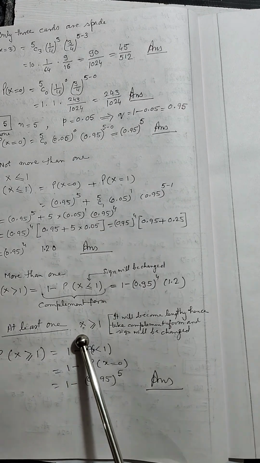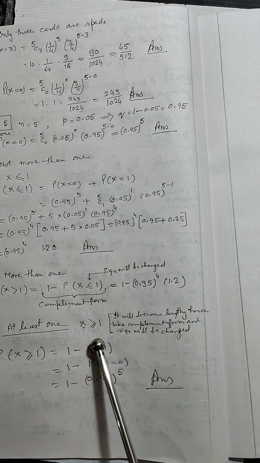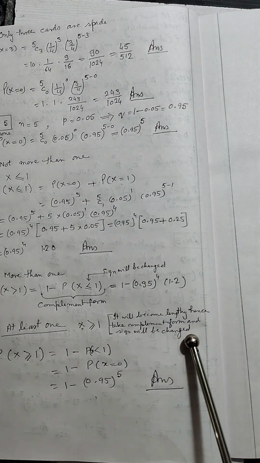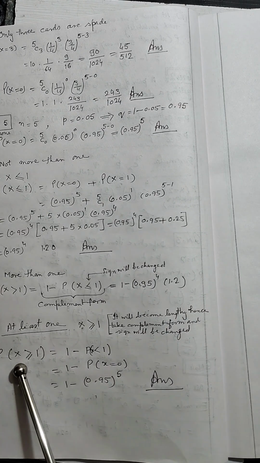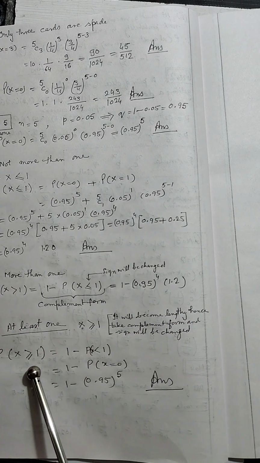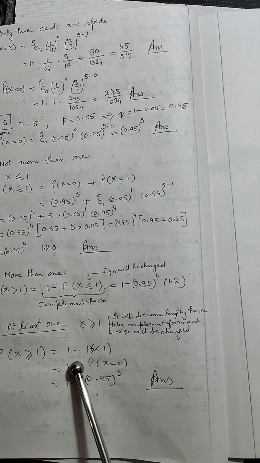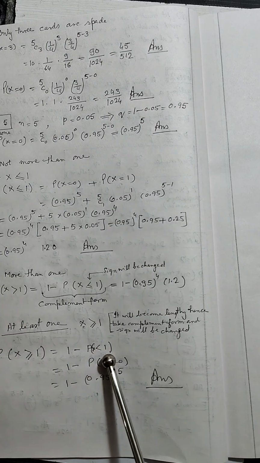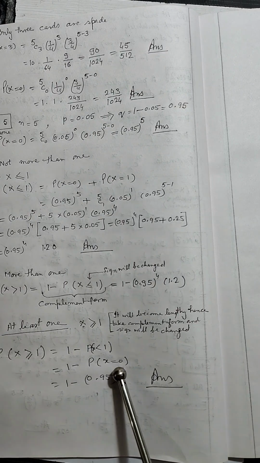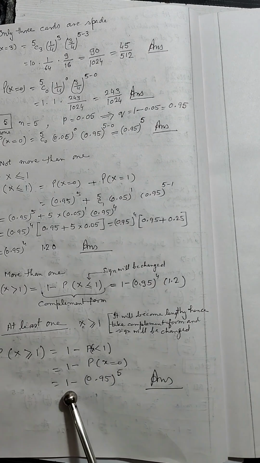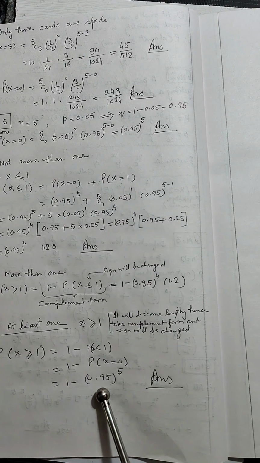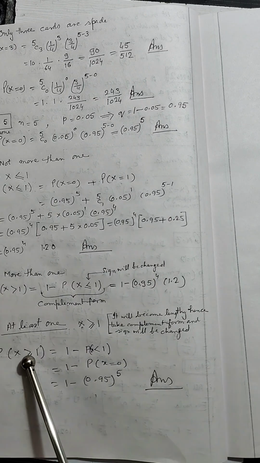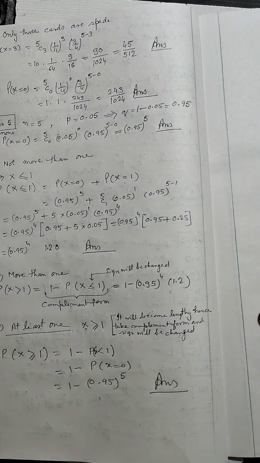At least 1, that is x is greater than or equal to 1. It will become lengthy, hence take the complement form and sign will be changed. So probability of x is greater than or equal to 1 will be 1 minus probability of x less than 1. So 1 minus probability of x is equal to 0. 1 minus 0.95 whole raised to power 5. And this will be the required answer of the fourth part of the question number 5. That's all.